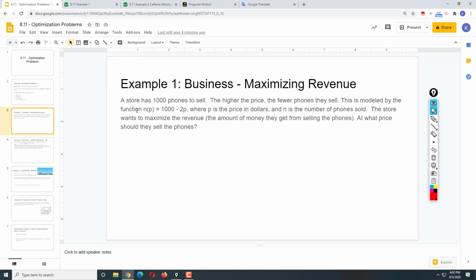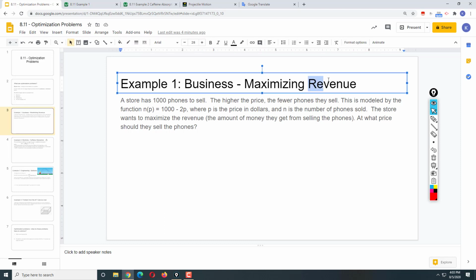So example 1, business. In business, very often we want to maximize maybe revenue. What is revenue? Well, revenue is how much money you make. Businesses want to make more money. So that's why we are maximizing, not minimizing, because we want more. We want the biggest number.